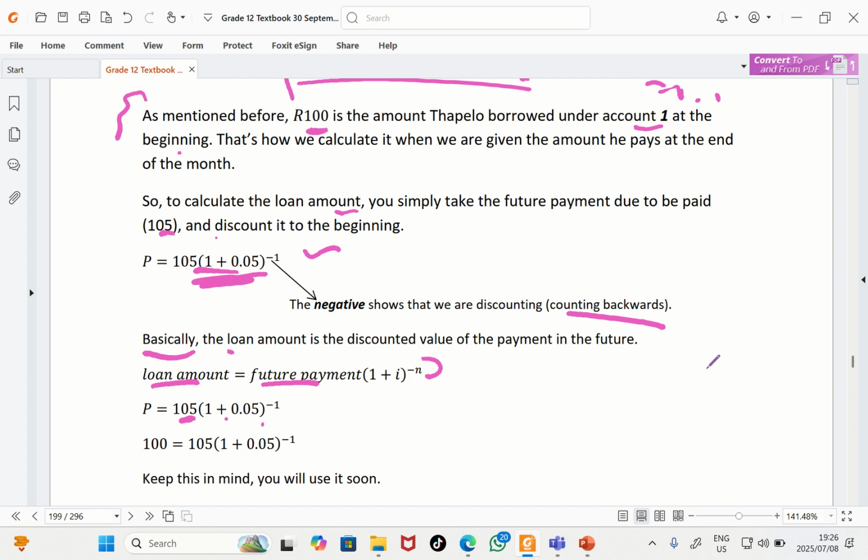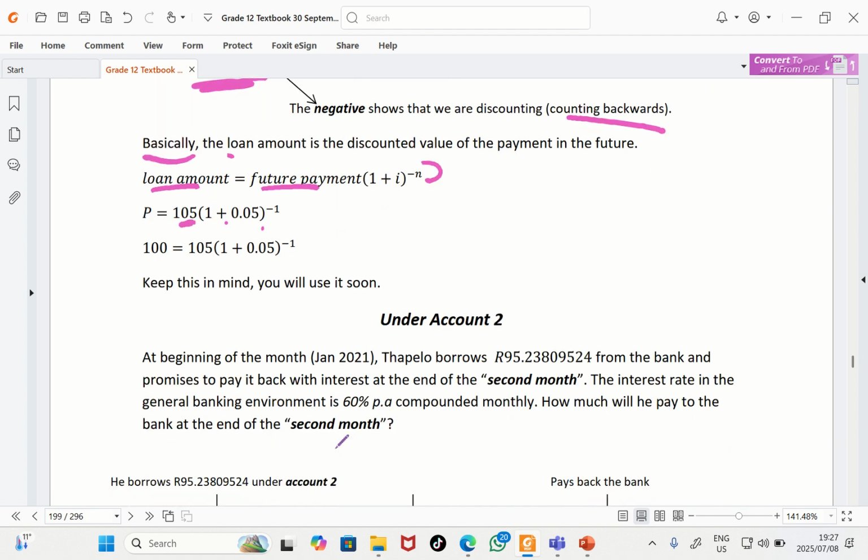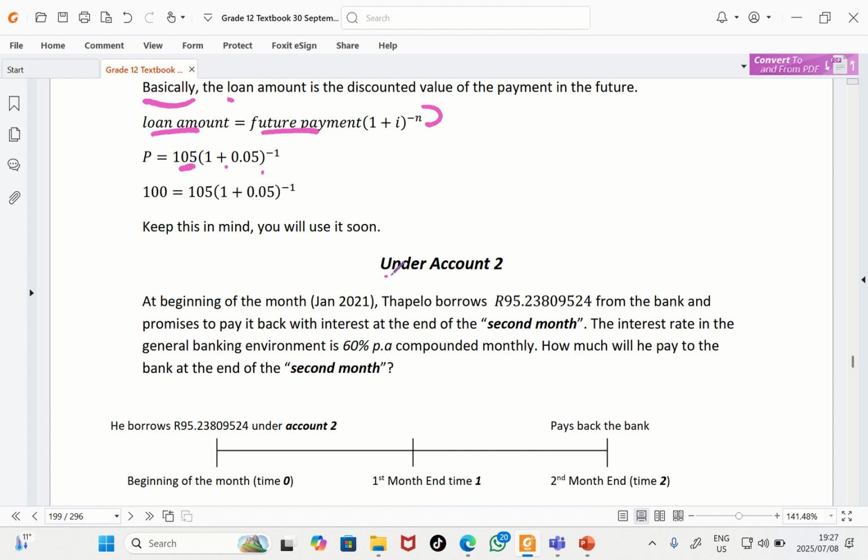Yes, yay, we're happy. Okay, all of this happened under account 1. Remember this guy, Tapelo, he banks with one bank, but he's got 2 different accounts. So what we've just done is under account 1. Keep this in mind, you'll use it soon. Let's see what happens on account 2.